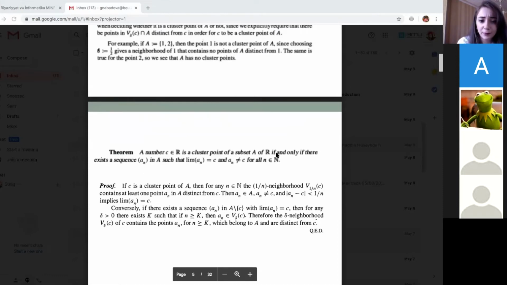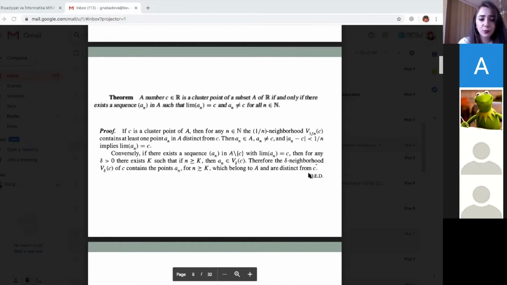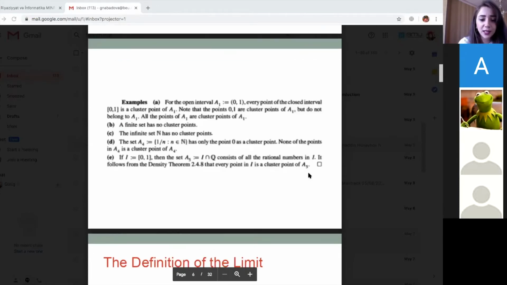Theorem: a number c from R is a cluster point of the subset A of R if and only if there exists a sequence a_n in A such that the limit of a_n is equal to c and a_n is not equal to c for all natural numbers n. Okay, you don't need to prove it. Here are the examples.